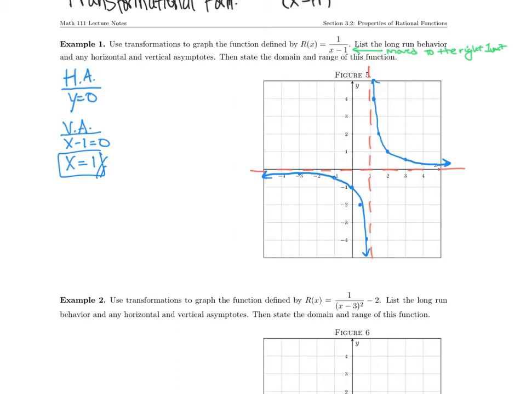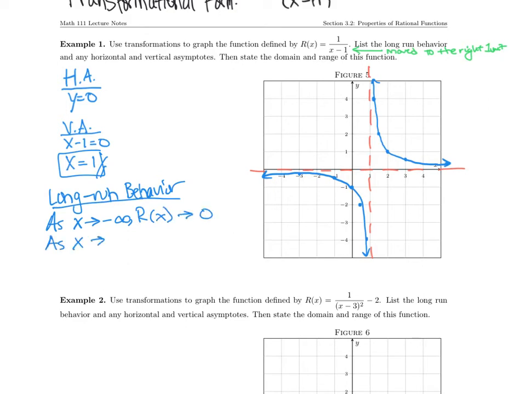So when we find our long-run behavior, sorry, that took me so long to write. For our long-run behavior, remember, long-run behavior always goes towards whatever our horizontal asymptote is, in this case, 0. So as x goes to negative infinity, r of x is going to go to 0. And as x goes to positive infinity, r of x is still going to go to 0 because they're going along that horizontal asymptote.